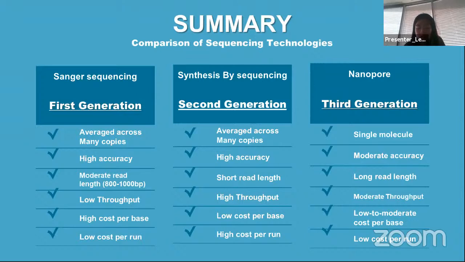A summary of the sequencing techniques we have seen so far is as follows. First and second generation technologies sequence using many DNA copies, and the length of the readable sequence is not long. Third generation technology, on the other hand, can sequence a single molecule and has a long readable sequence. It can also be seen that the cost of sequencing technology is generally decreasing with third generation.